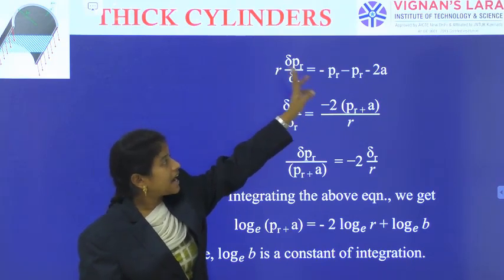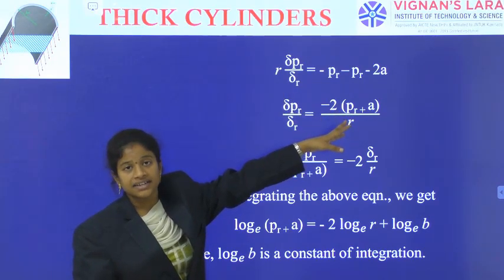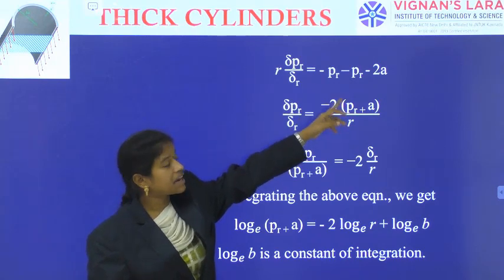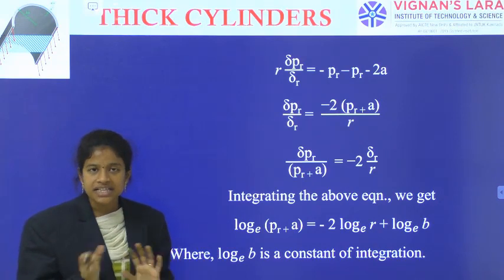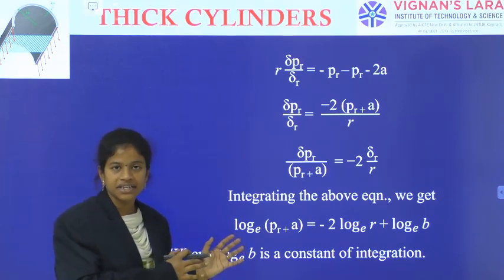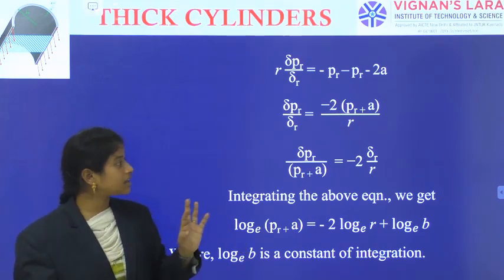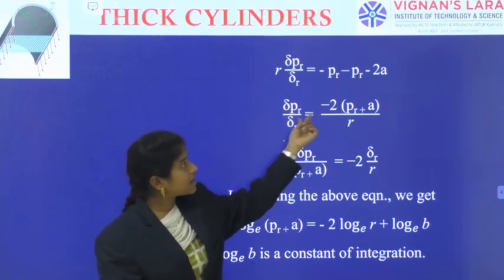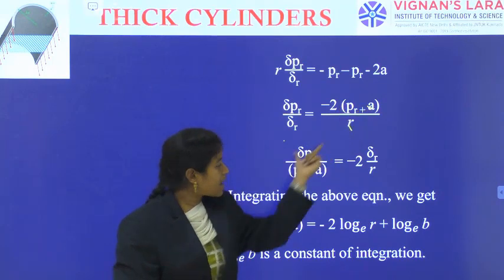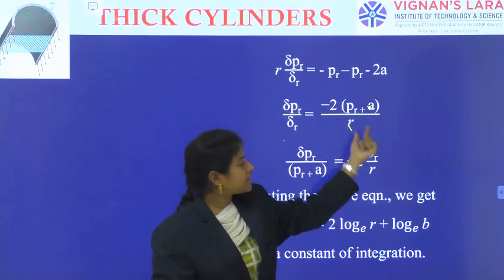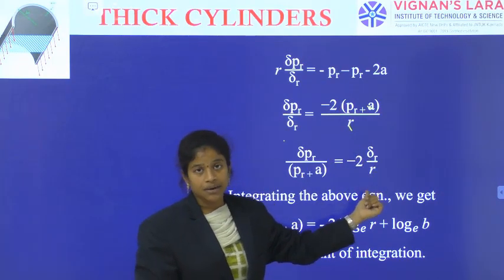Okay. Now this rearrangement I will do, keeping R delta PR by delta R as it is and keeping the remaining things on the other side. So minus PR minus 2A. Just a simple rearrangement. Whatever the things I need, I am rearranging for my side, and the unwanted things I am taking to the other side. So delta PR by delta R is minus 2 times PR plus A by R, and taking this part to the bottom and this delta R to the top, minus 2 times delta R by R.